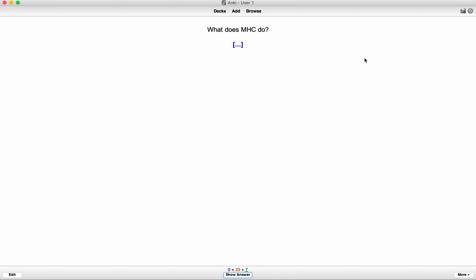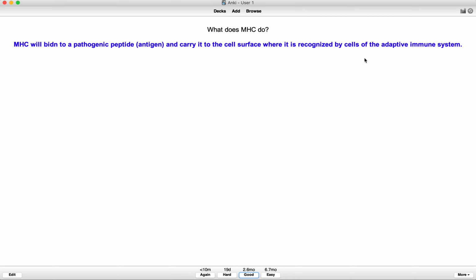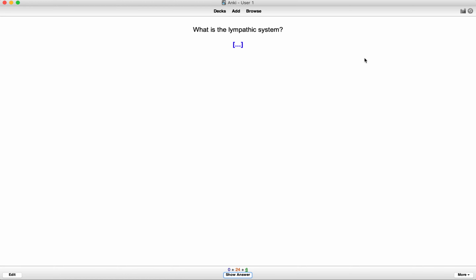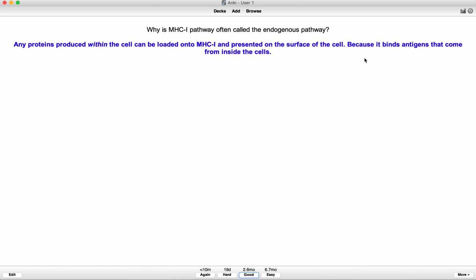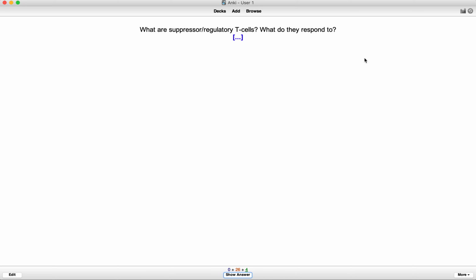Non-specific defense. Okay. What does MHC do? It presents antigens on the surface of cells in the adaptive immune system. What is the lymphatic system? A circulatory system consisting of one-way vessels with lymph nodes. What is called the endogenous pathway? Any protein produced within the cell will be loaded onto MHC 1 and presented on the surface of the cell.